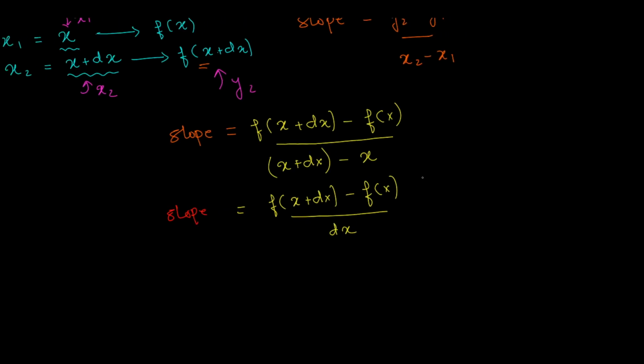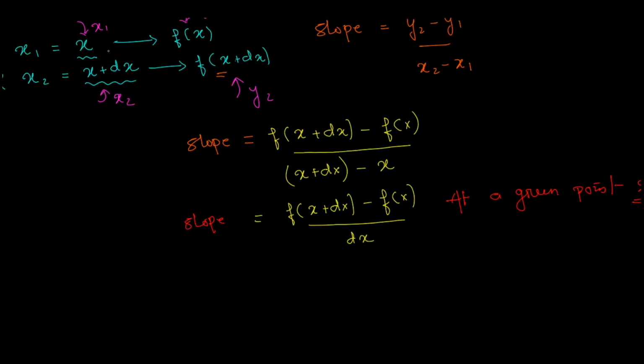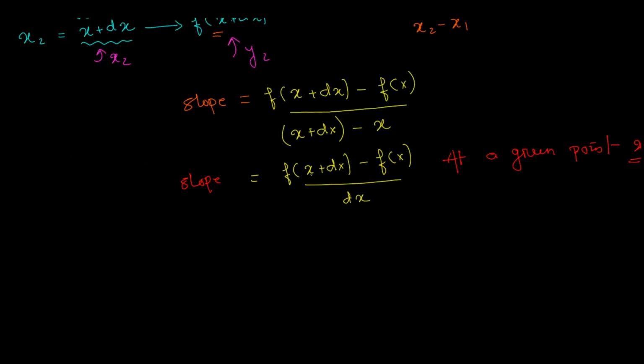And this is the slope at a given point x, at a given point x. You can't generally say find something and you call that the slope of the curve. No, slopes will be different. For a given point of x, let's say x equal to 3, for a value of x equal to 3, you want to find slope, go on substituting the values of x as 3.